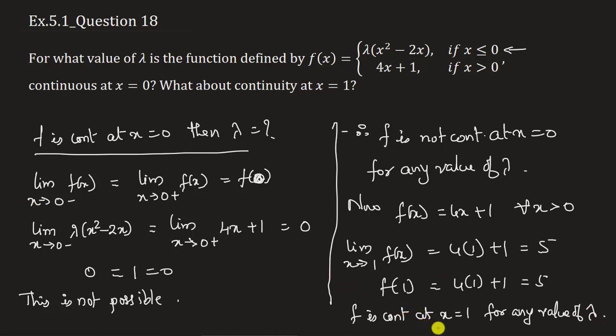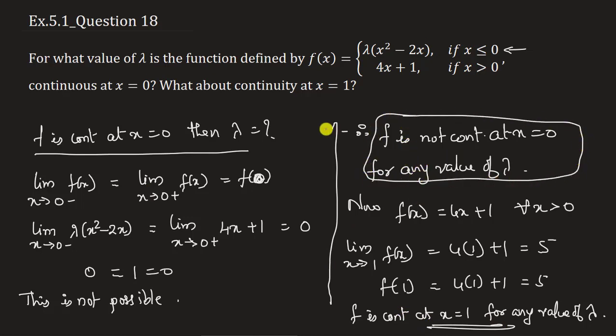So, these two parts are done. For any value of lambda, f will not be continuous at x equal to 0. Same way, here even if you put any value of lambda, f will remain continuous at x equal to 1. It is not dependent on lambda at all.